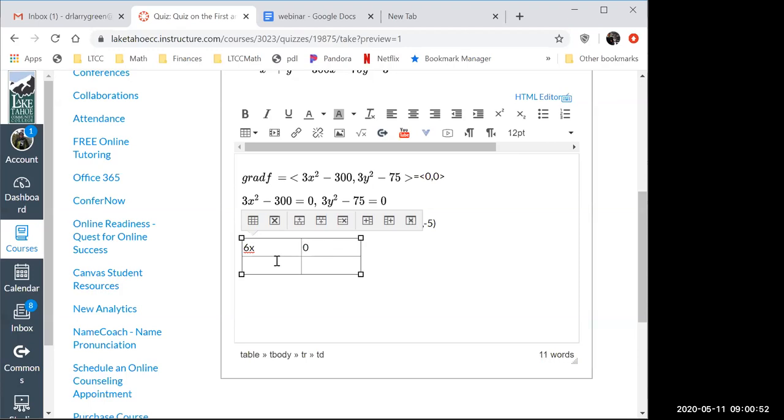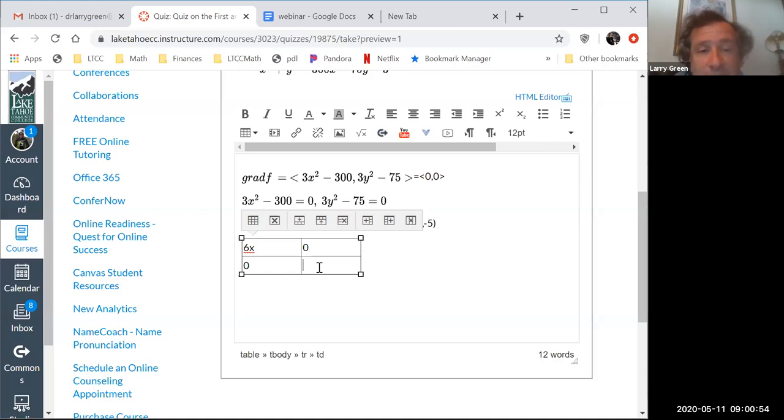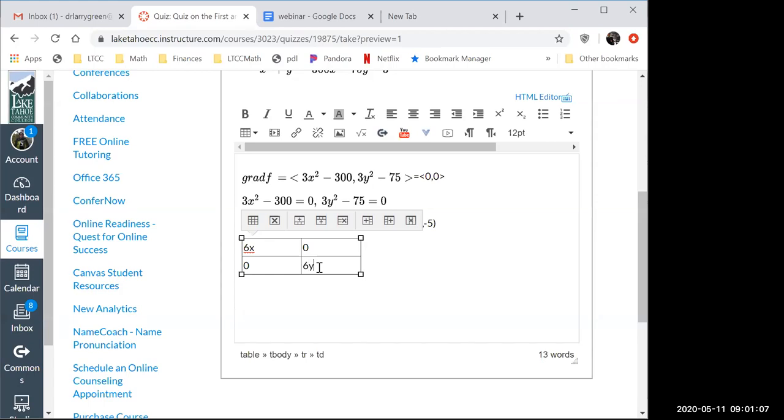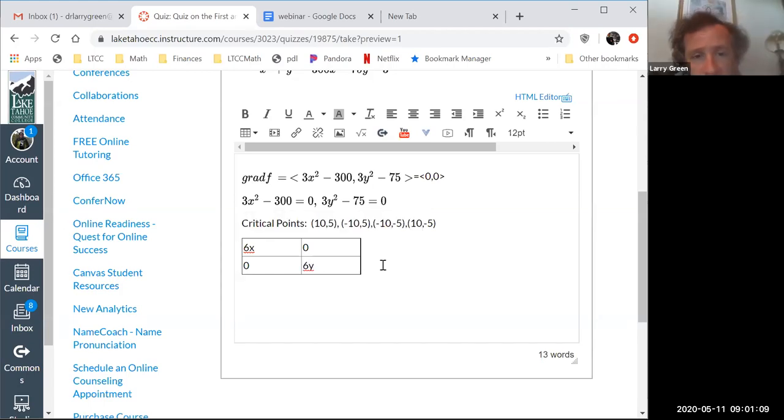0. And always, it's a symmetric matrix, so if the top right is 0, the bottom left is 0 also. And then the bottom right? 6y. Any questions at all on that? So that tells us our D is equal to the determinant of that, which is 36xy, because you multiply 6x times 6y minus 0 times 0. Any questions on that?